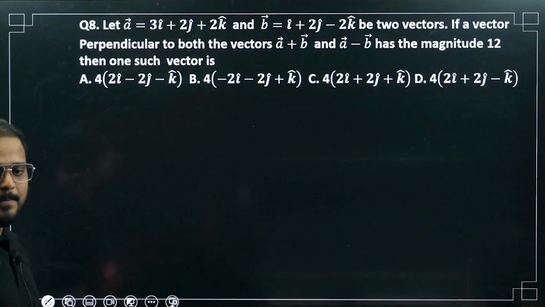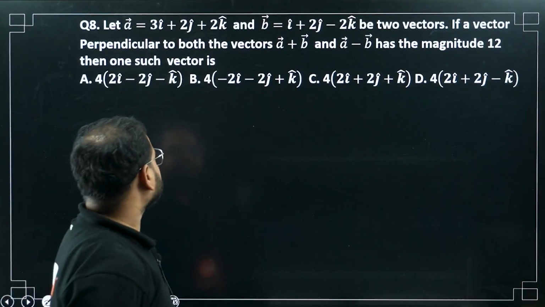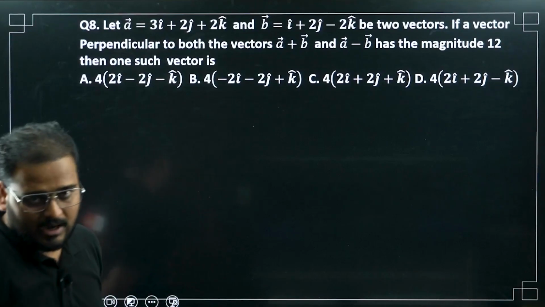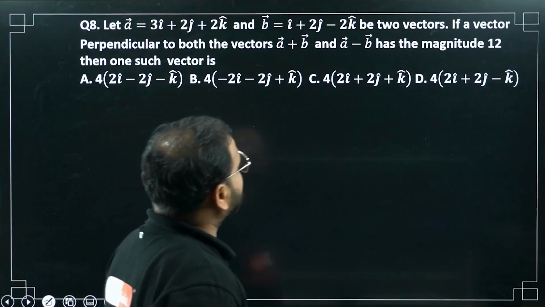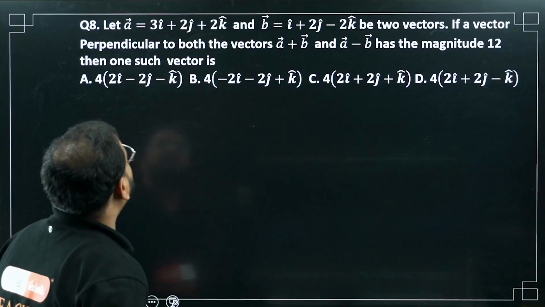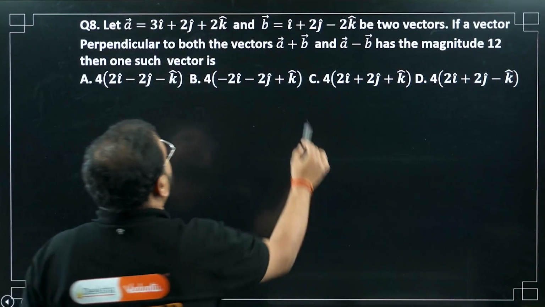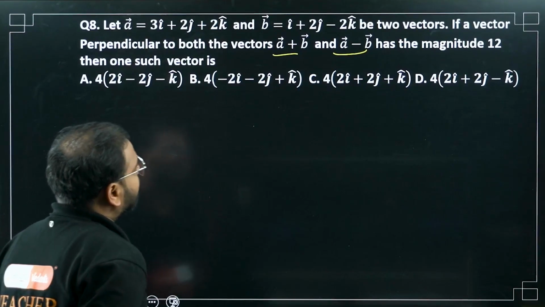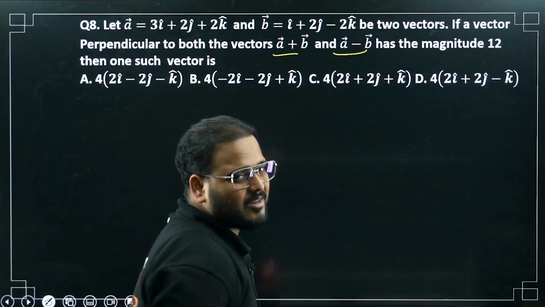Next question, question number 8. चलिए कर लेते हैं. Vector A is equals to 3i cap plus 2j cap plus 2k cap. B is given as that. If a vector is perpendicular to both the vectors A plus B and A minus B and has a magnitude of 12. So first let's have to find what?